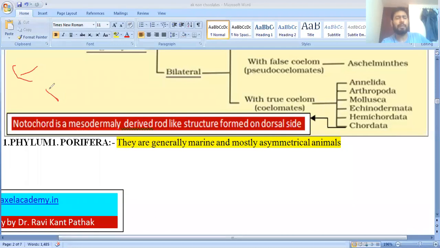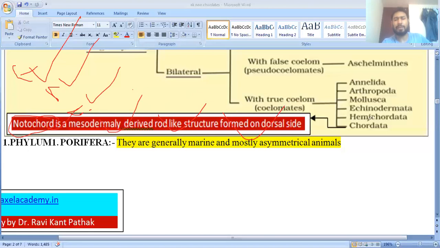Ectoderm forms the brain, mesoderm forms bone, and endoderm forms the gastrovascular system, which means the digestive tract or digestive system. Here they have given the word mesodermally. If you read this sentence, the notochord is a mesodermally derived rod-like structure formed on the dorsal side. This sentence is explaining the notochord, and the notochord is a chordate character.